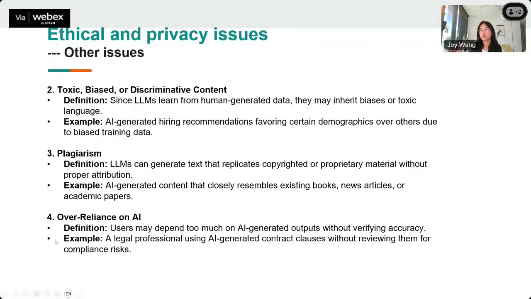Another issue is plagiarism. This happens when a lot of students use AI to help them generate assignments.